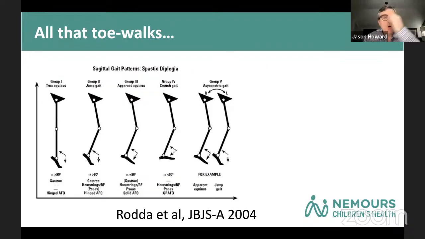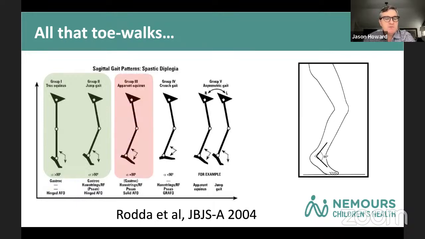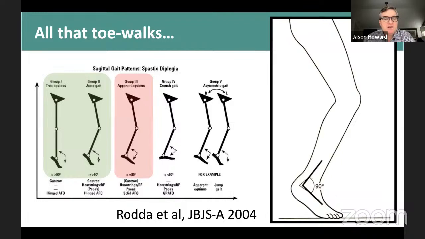But when you think about toe walking, it's not all about just having the heel up. So here's Jill Rodda's classification of sagittal gait patterns in spastic diplegia, for example, and CP. And you see group 1 and 2 have true equinus. So that ankle is truly in plantar flexion. But there's another group 3, where if you look at these kids with a gait analysis, you'll see that ankle is at a 90-degree angle. And the only reason the heel's off the ground is because they've got flexion at the knee and hip.